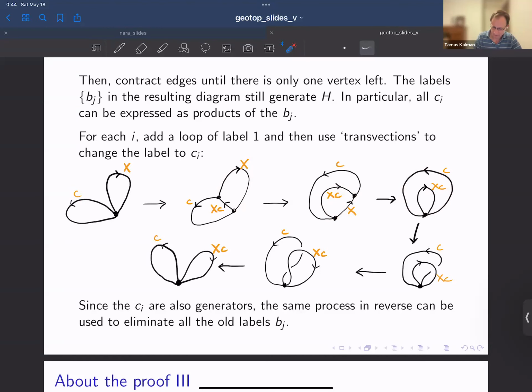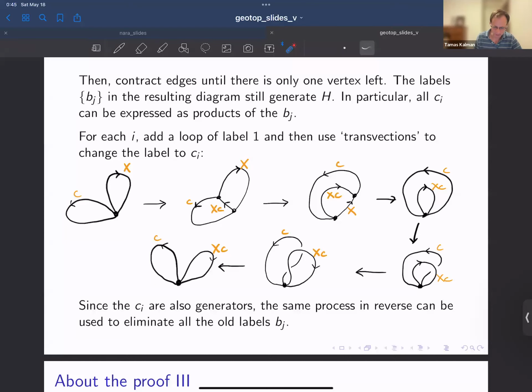But it's possible to entangle them, well, rather to disentangle them by doing a little Reidemeister move here. So just sort of twisting these like that, and then twisting these two like that, and then just doing a regular Reidemeister 2 here. So then eventually you get C and XC.